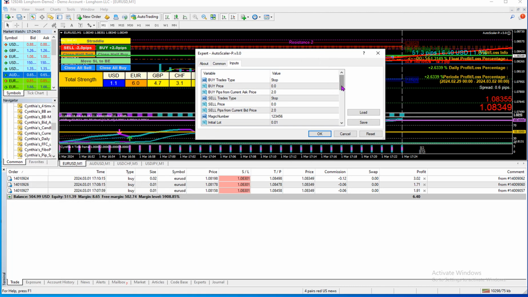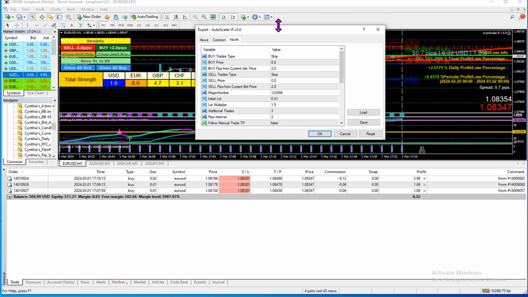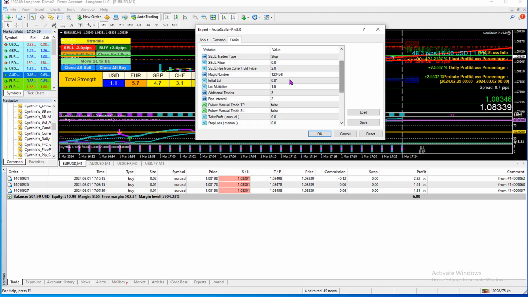Okay, so this Euro US dollar buy trade will probably get stopped out while I'm doing this. But here's the 0.01 initial lot. The lot multiplier is 1.5.